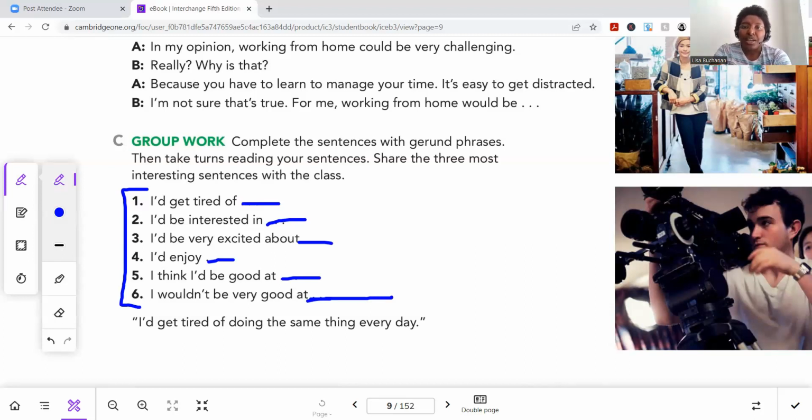So instead of just saying I like, or I don't like, or I want, or I don't want, we have different ways to start your sentences. And this is a nice example. Let's move forward.